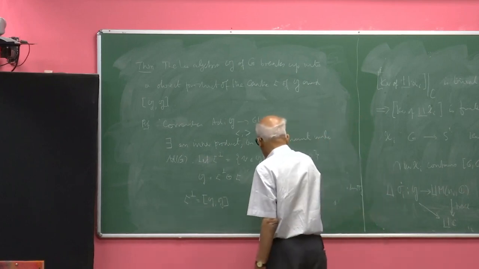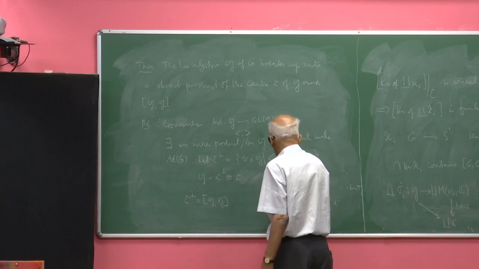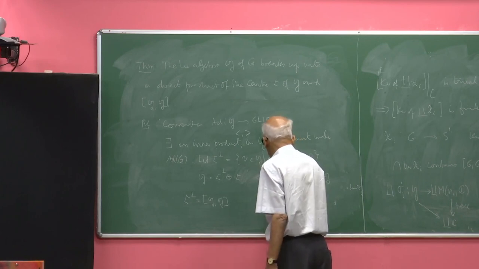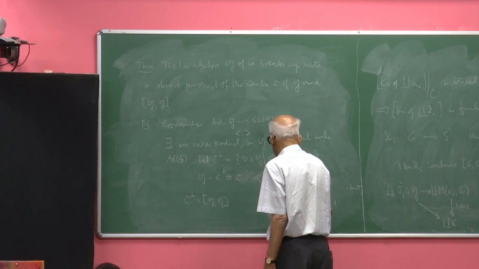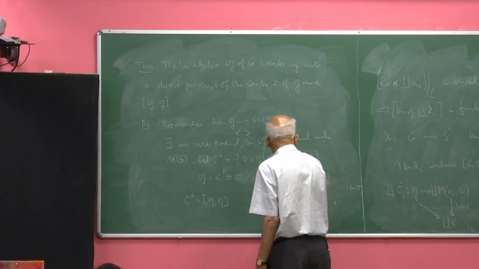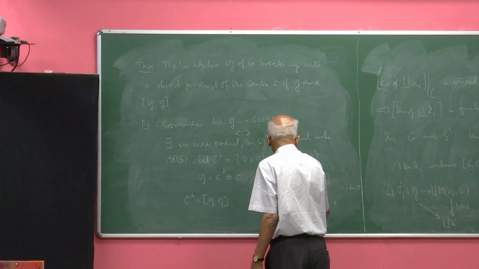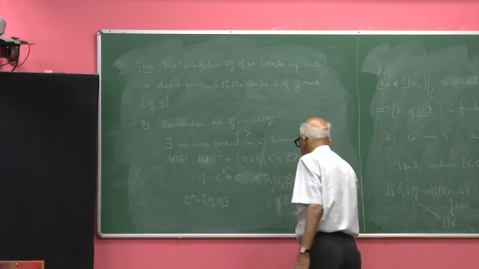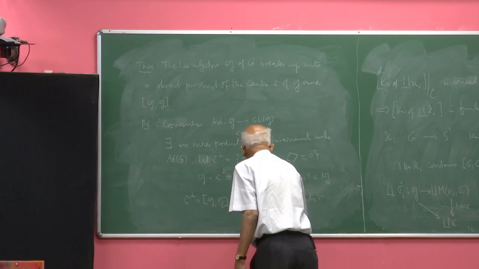Why is this? You take any bracket [x,y], x and y in g. We want to claim that [[x,y],z] is 0 if and only if z is in the center. The reason is this: the invariance implies that ([x,y],z) equals (x,[y,z]).